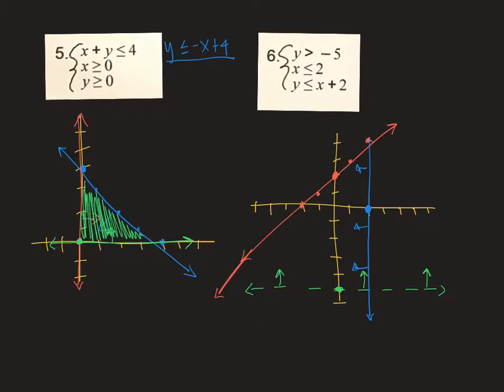So we're just going to connect those. And then y less than or equal to x plus 2 is going to be shaded below that red line. So the place where they all have in common is going to be in this triangle here.